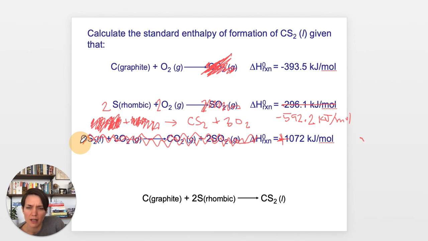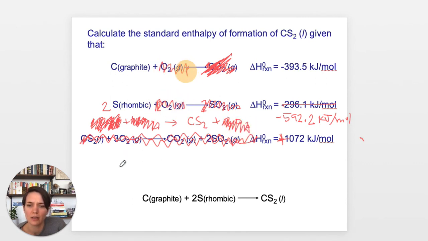Okay, so now I have my carbon, I have my oxygen, I have my rhombic sulfur, I have my SO2, so the only thing I need to get rid of now is my oxygen. So I have 3 oxygen as a product, and I have 2 oxygen in one of my stepwise reactions and 1 in the other as reactants. So 2 plus 1 would be 3 moles total of oxygen on the reactant side of my stepwise reactions, and I have 3 moles on my product side over here, so those cancel out.